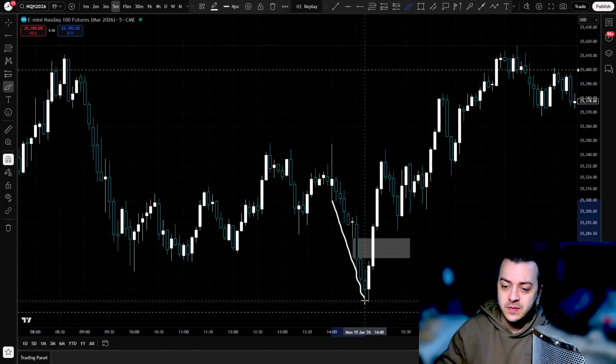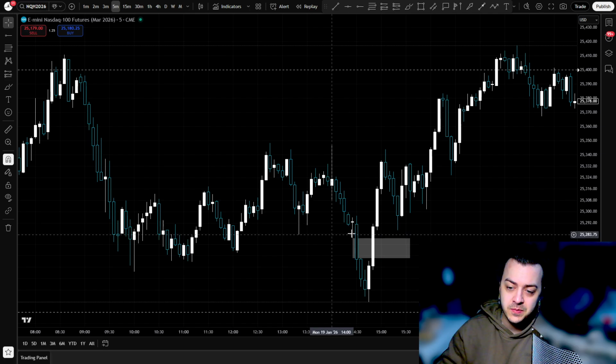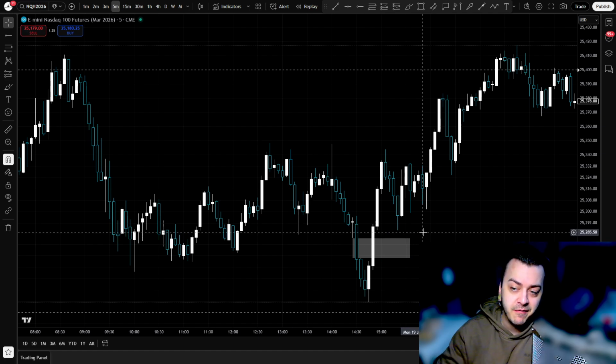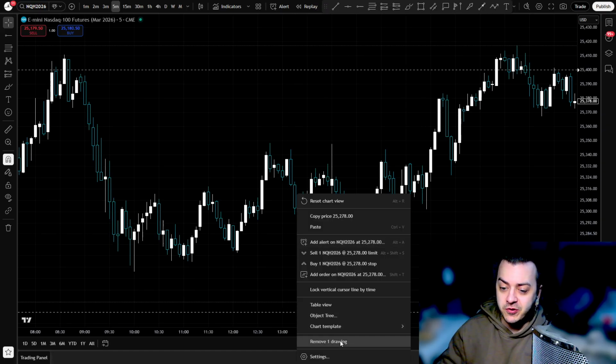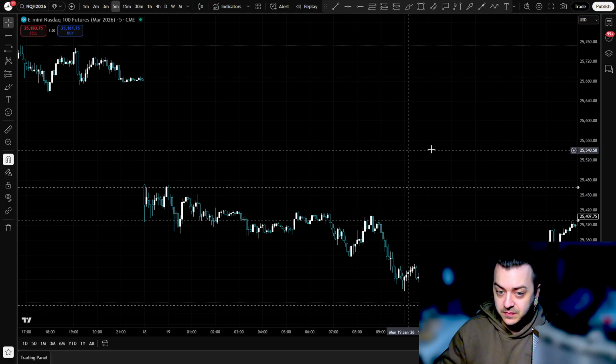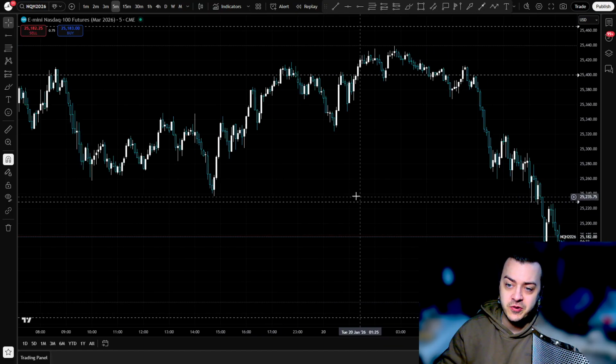Liquidity sweep. We come down, massive momentum back to the upside, closing over 5-minute fair value gaps, which hold a lot of credence because they are higher time frame. Really good trade that was. Really nice. And that was basically the only good trade of the day, really.